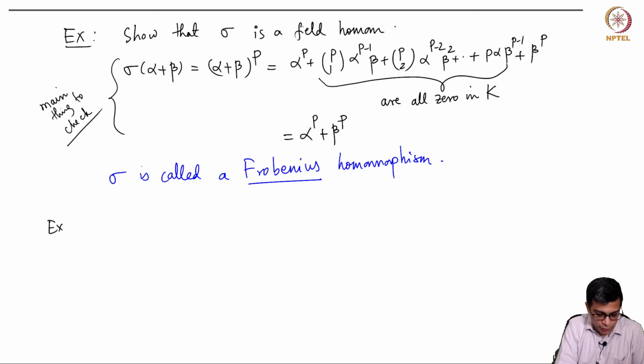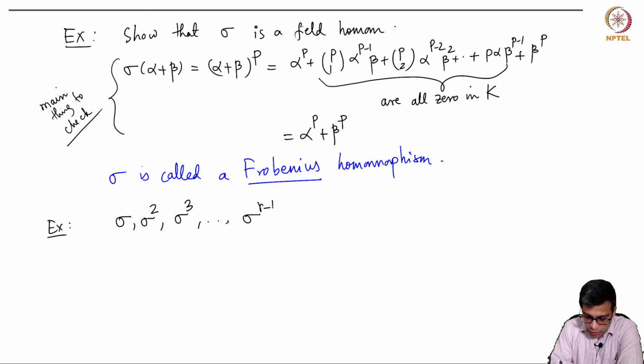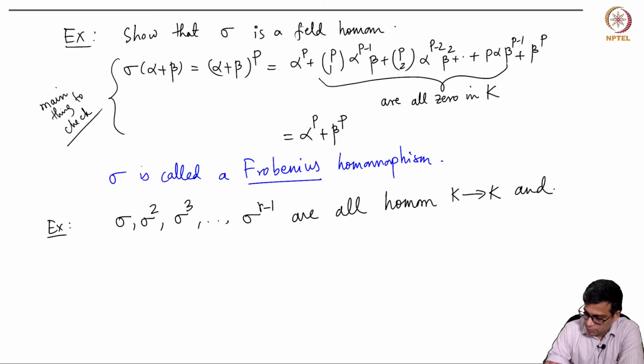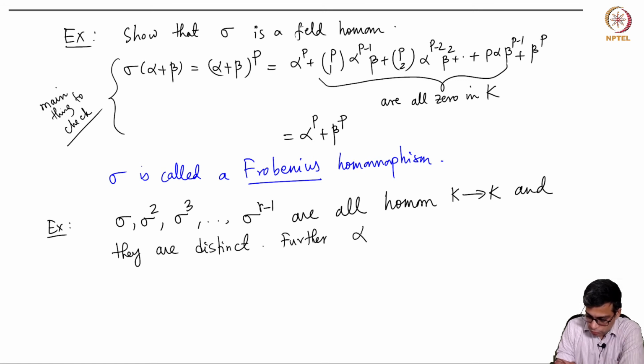So now an exercise for you. I will do this in a problem session later on. So sigma square, sigma cubed, up to sigma r minus 1 are all homomorphisms from k to k, and they are distinct. Further, sigma power r is 1.